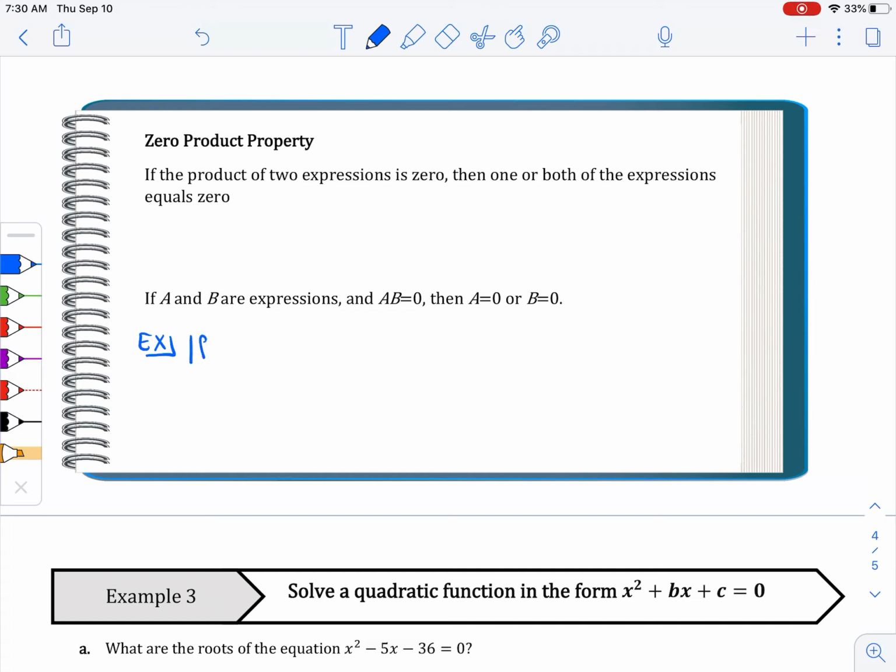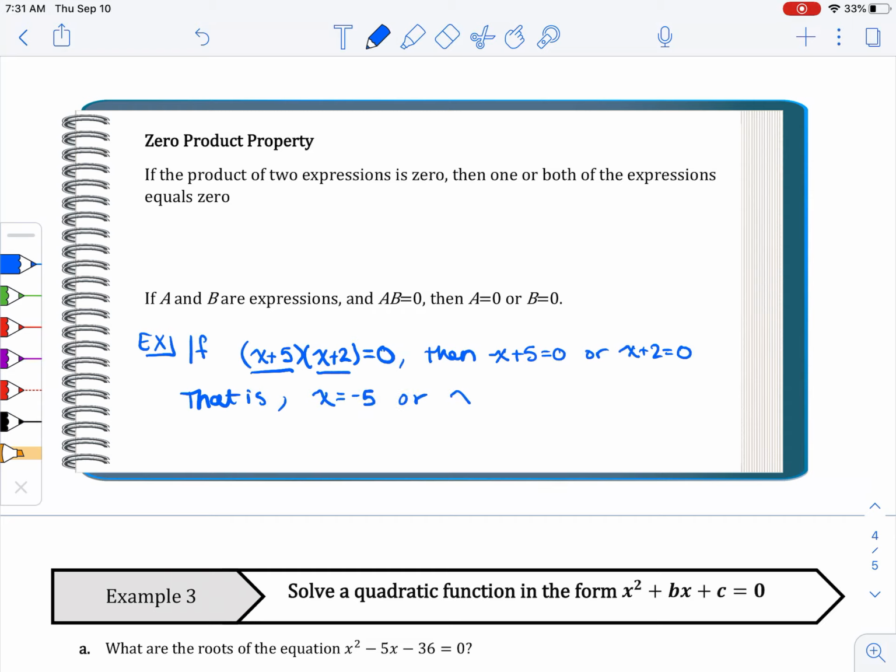So consider if we had (x + 5)(x + 2) = 0, then we know that either this factor equals 0 or that factor equals 0. So we can say then x + 5 = 0 or x + 2 = 0, because remember, there's multiplication happening between those two parentheses. So that is x = -5 or x = -2. And that's just found by solving each of those parentheses separately for 0.